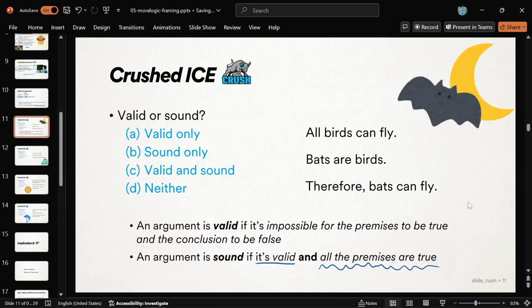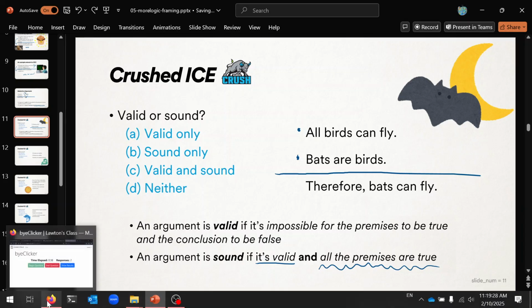Here's my argument. Two premises and a conclusion again. Assume all birds can fly. Assume bats are birds. Therefore, bats can fly. That's the argument. Please get together with the people sitting next to you, say hello, and try to tackle this question. Tell me if it's valid only, valid and sound, or neither. I'll give you 2 minutes.